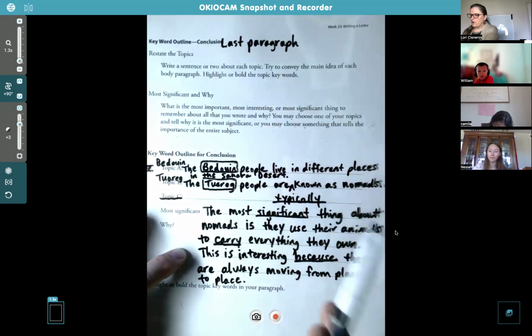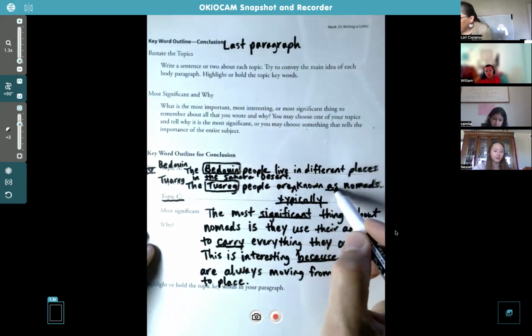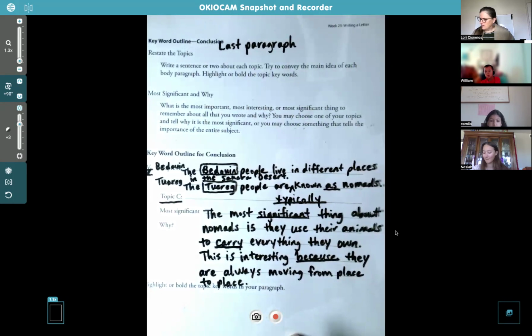Tyler will be happy. The Tuareg people are typically known as nomads. Now we have 1, 2, 3, 4. We are only missing an Asia word and a who which. Can you see a spot where we could maybe work in a who which clause? Don't we already have an Asia word, as? Oh, known as. Yes, thank you. We do. Thank you for that. So now all we're missing is who or which.